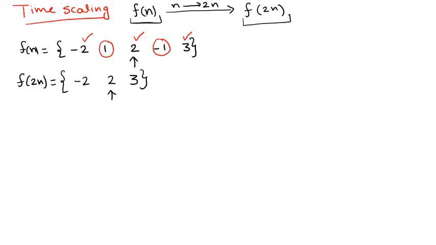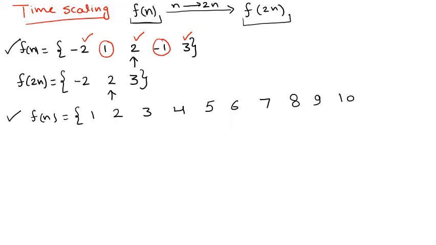Now try to understand this again with some other example. Okay, so this was the first example. Let's take a second example. Say f(n) is equal to, let's say, 1, 2, 3, 4, 5, 6, 7, 8, 9, 10, 11, 12. Let's take this signal.